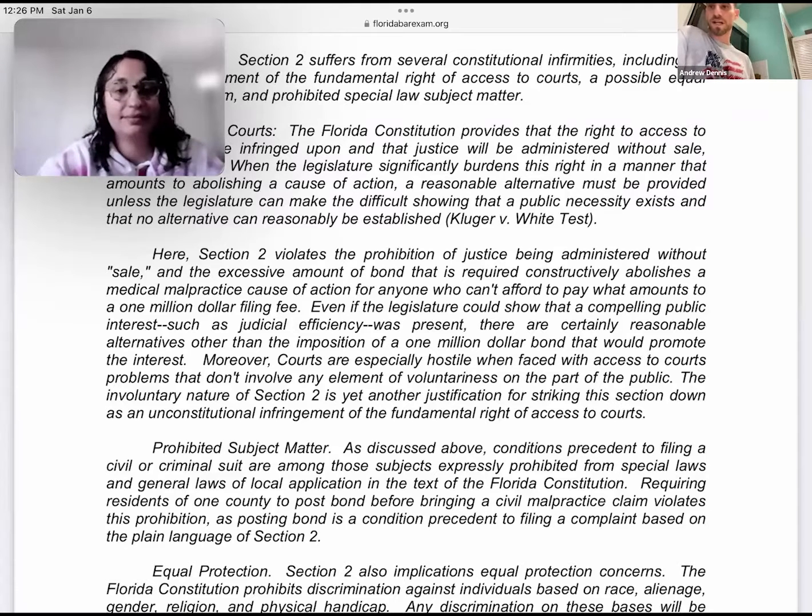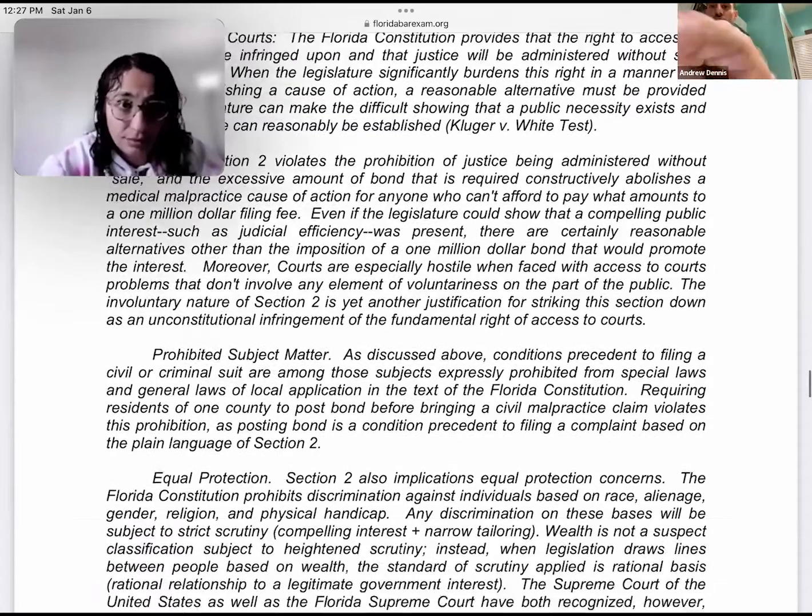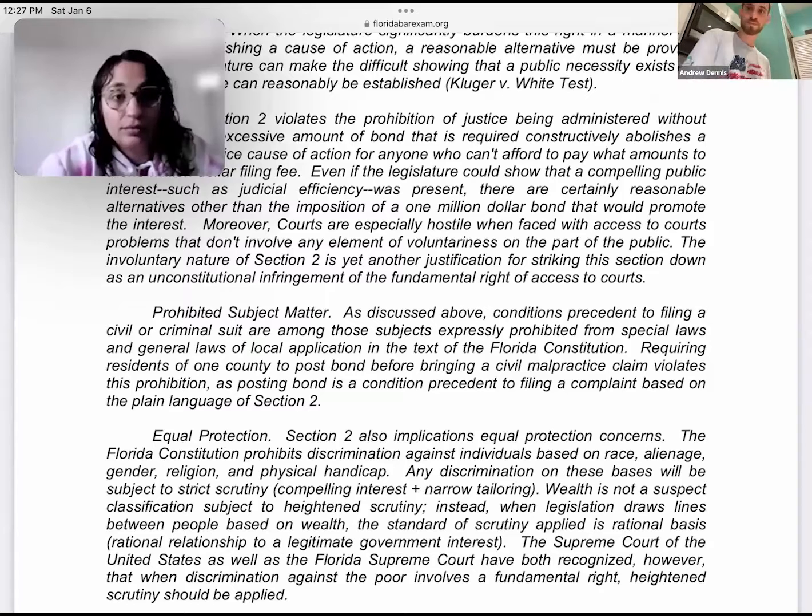Moreover, courts are especially hostile when faced with access to court problems that don't involve any element of voluntariness on the part of the public. The involuntary nature of section 2 is yet another justification for striking it down as an unconstitutional infringement of the fundamental right of access to courts. Excellent.